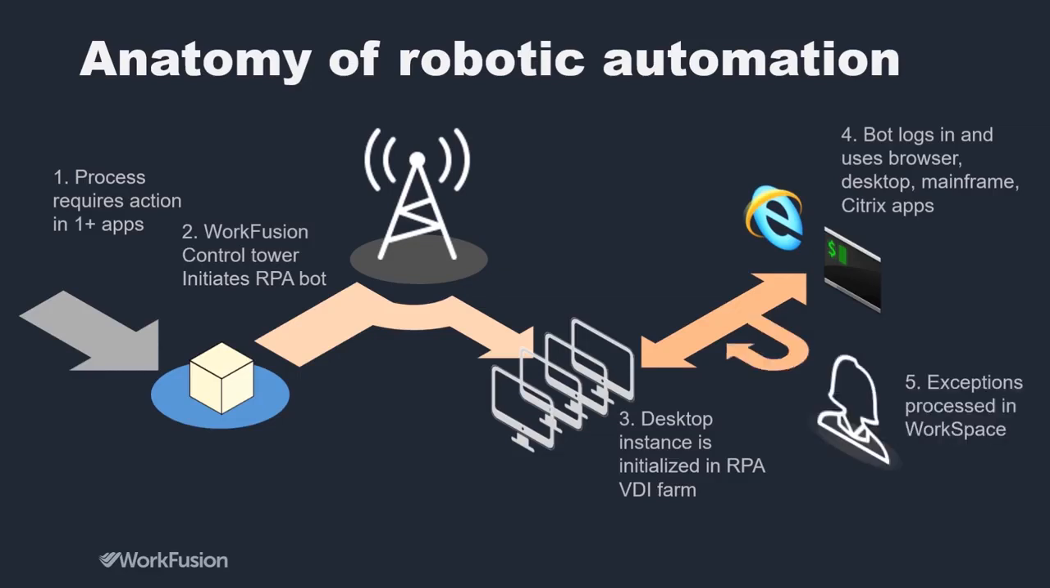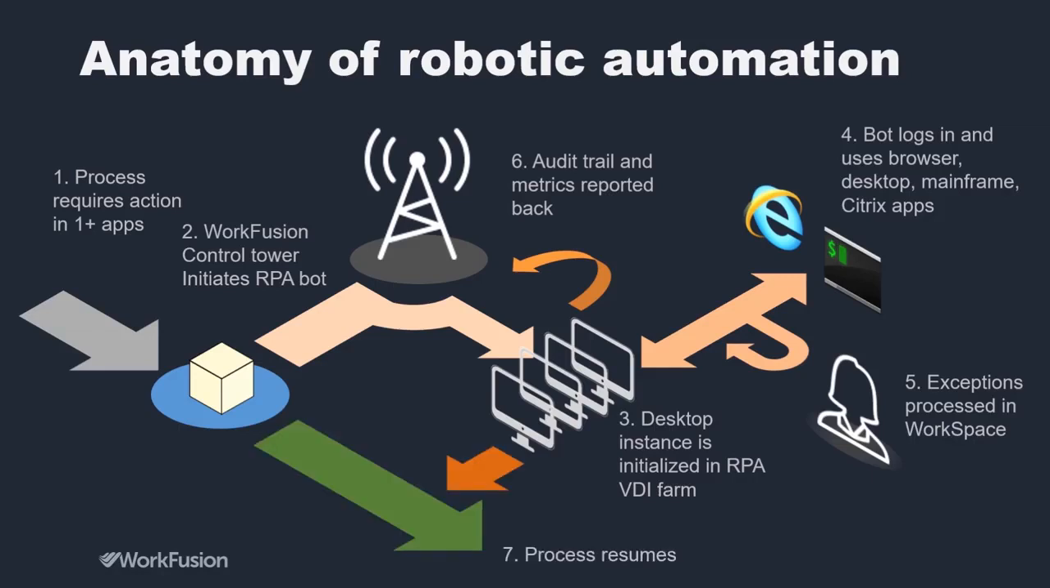If the actions encounter an exception, this could be due to some input errors, or if the application behaves in an unexpected fashion, then the exception is routed to a person and is then completed manually in the WorkFusion Workspace application. An audit trail is maintained for all the actions performed by the bot and by the person and is reported back to the Control Tower, and the process resumes.